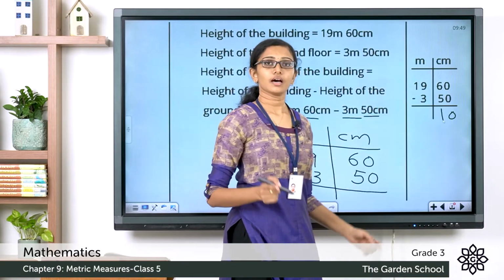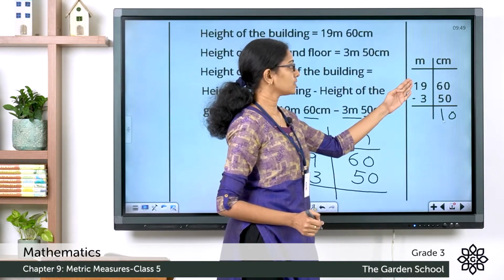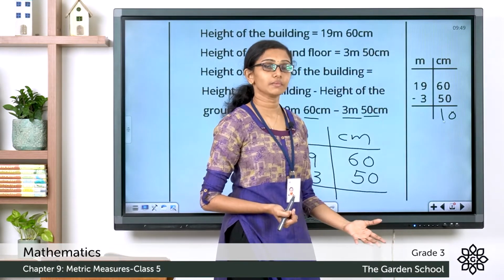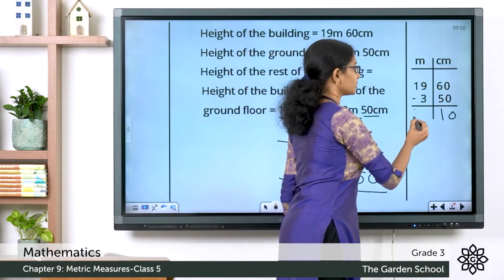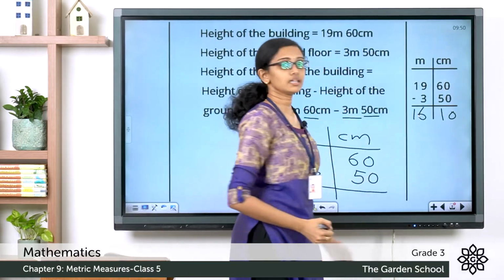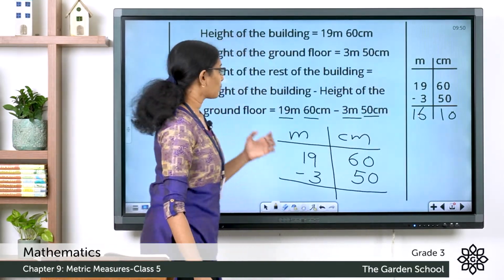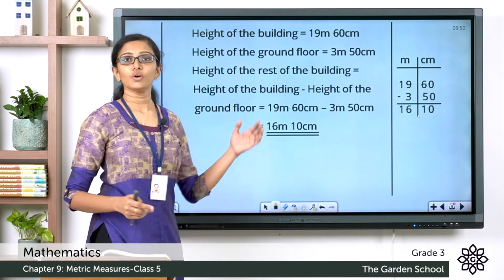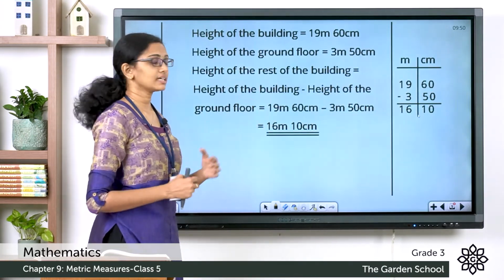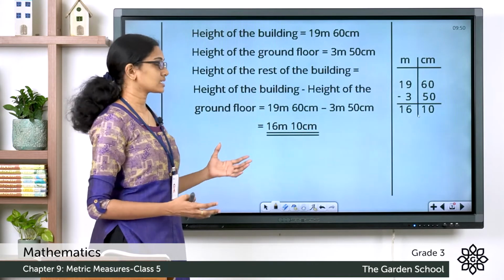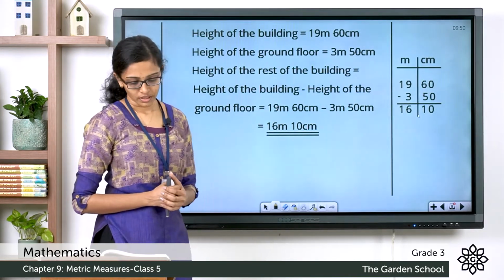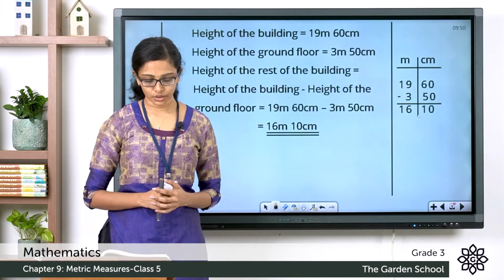Now let's move on to the meter column. So here we have 19 meter minus 3 meter. What is 19 minus 3? It is equal to 16. So we have 16 meter here. So what is the height of the rest of the building? The difference is equal to 16 meter 10 centimeter. So that is the height of the rest of the building. Hope this one is clear to you too. So now let's move on to the next question.